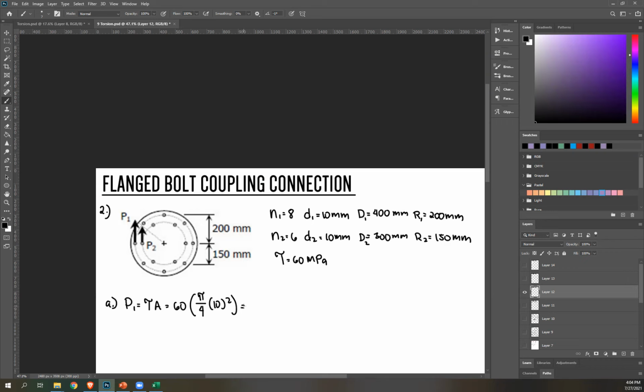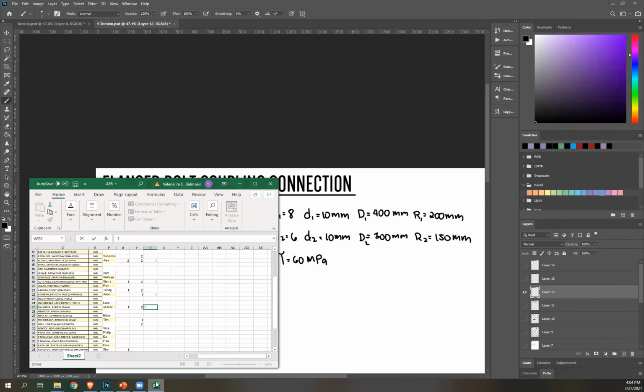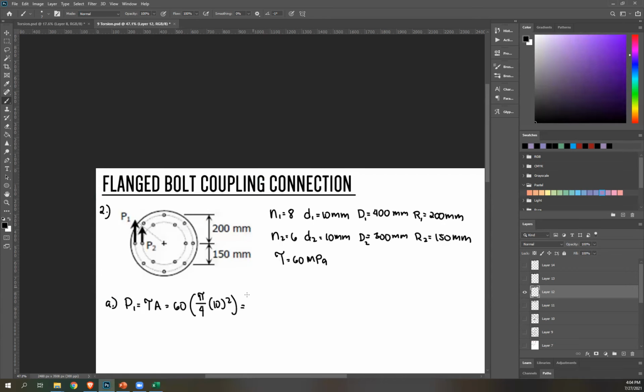What's the answer in pi? Correct, Trinity. Who else? Correct, Philip. Okay, it's 1,500 pi. The reason why I wanted it in pi is so that I don't have to store this in my calculator. Right? Okay, next. Now that I have P1, how do I get P2?